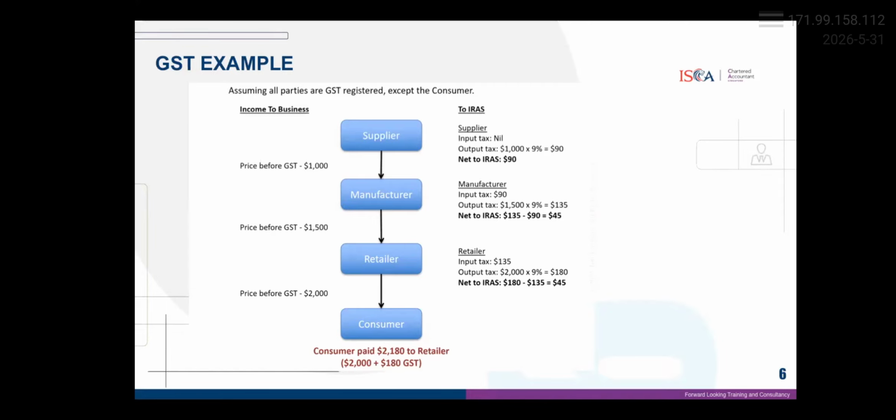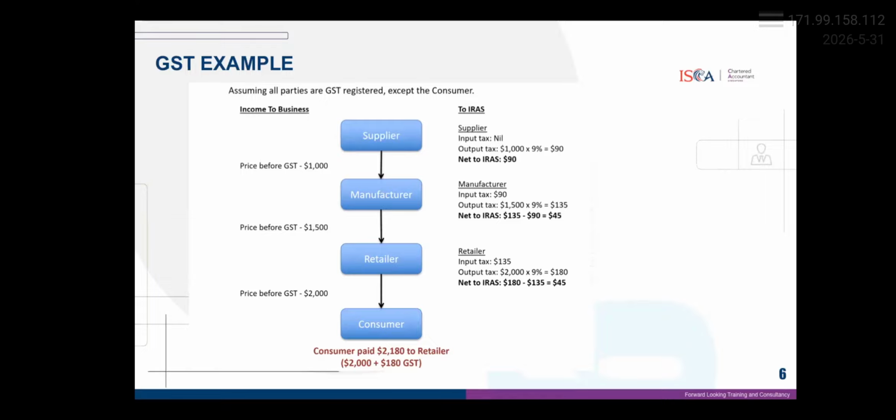Now, when it comes to the consumer, the end consumer who is not a GST registered person would have to pay $2,000 to the retailer plus a GST of $180. Now, because the consumer is not a GST registered person, there's no avenue for the consumer to claim the $180 of GST back from the government. And therefore, the GST is borne by the consumer.